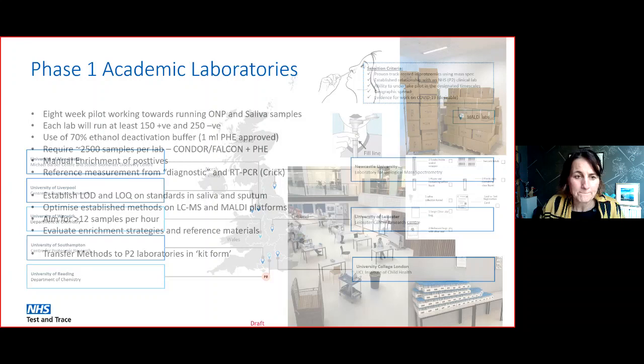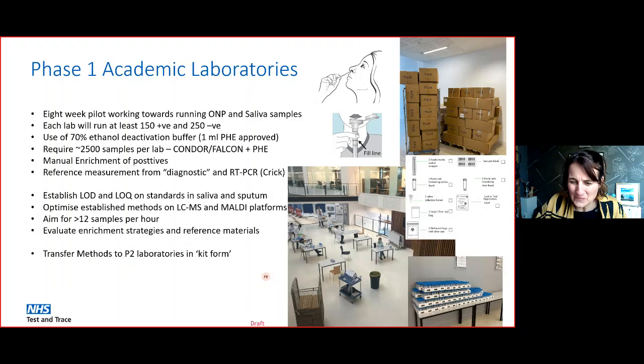These are actually pictures from today from the MIB, the institute in which I research, and this is just to show you the kind of scale of the enterprise. One of the things we're doing, which is unusual or different in tests so far in the UK, is that the samples, once they've been swabbed or the saliva has gone into tubes, will go into a deactivation buffer, and we're using hand wash, 70% ethanol, we know it deactivates, and Public Health England have approved that.